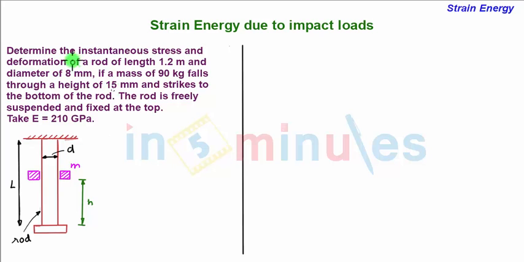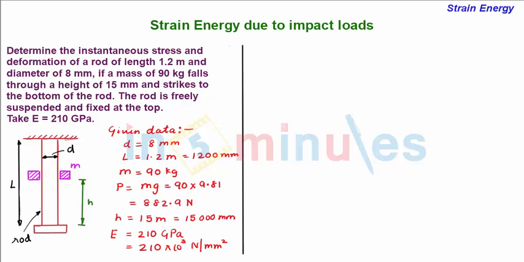Now in this problem we have been asked to find out the instantaneous stress sigma and deformation of the rod, delta L. So first let's note down all the given data. We have diameter D equal to 8 mm, length of the rod equal to 1.2 meter, which is equal to 1200 mm, then mass is given as 90 kg, so the load P will be given as mg, where g is the acceleration due to gravity, so 90 multiplied by 9.81 is 882.9 Newton.